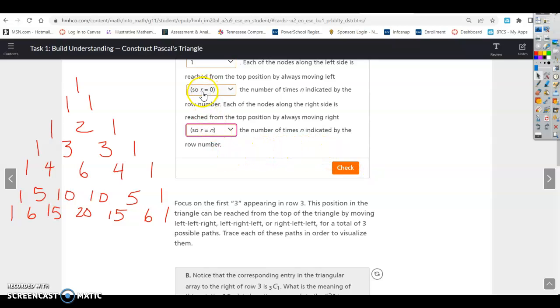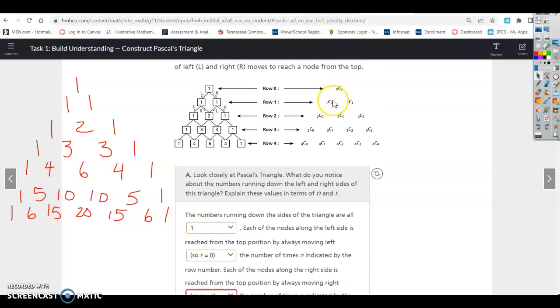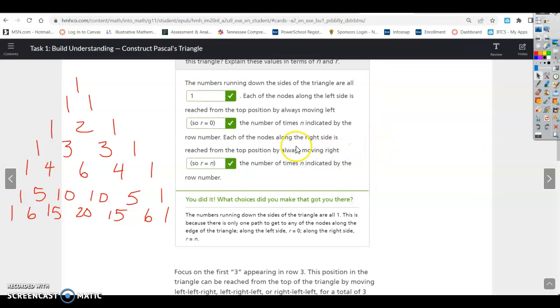All right, so this is the left side. It represents r equals 0. Here, these are all 0. And down here, the r equals the n. So that's what this indicates here.